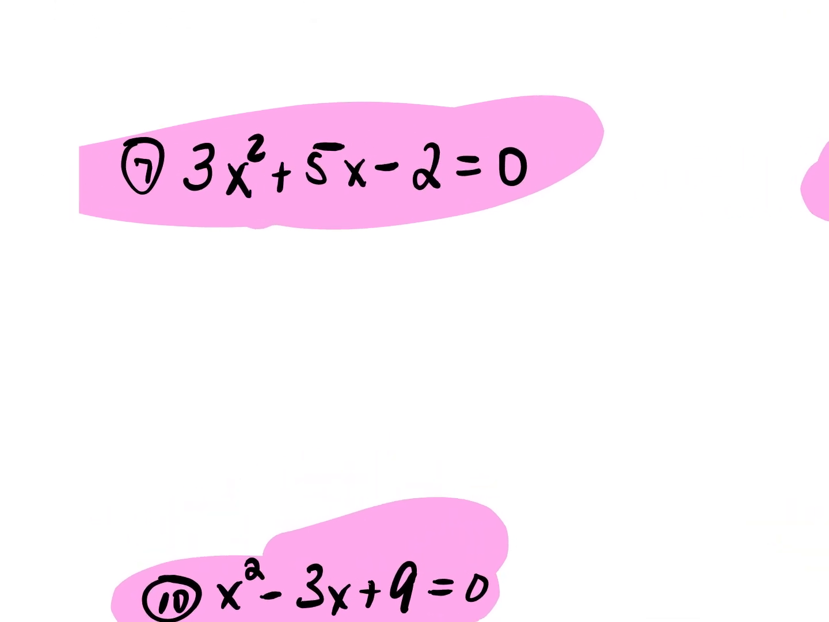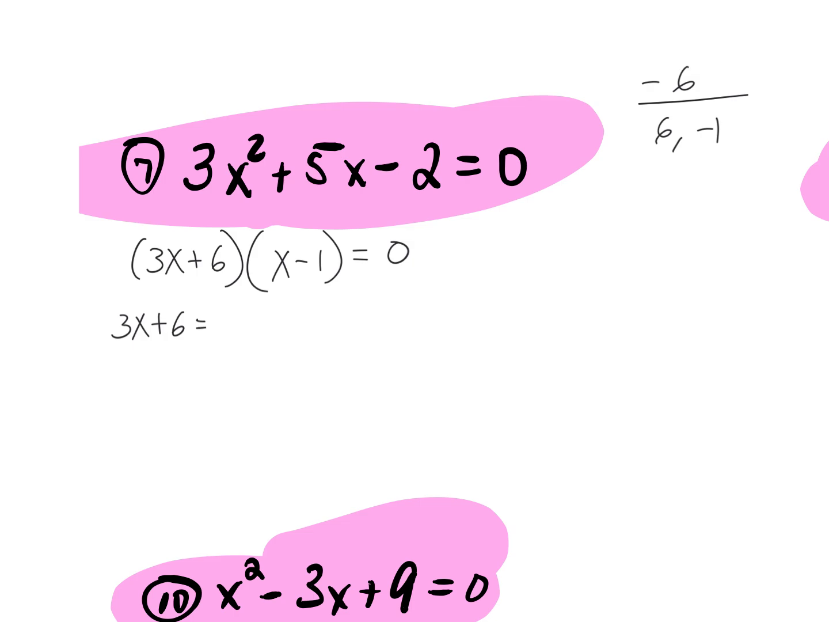So we're looking for factors of negative 6 that add up to positive 5. So we have 6 and negative 1. Those work. So we're left with 3x plus 6 and then x minus 1 is equal to 0. Now you put each parenthesis equaling 0. So I'm left with 3x plus 6 is equal to 0, and then x minus 1 is equal to 0.